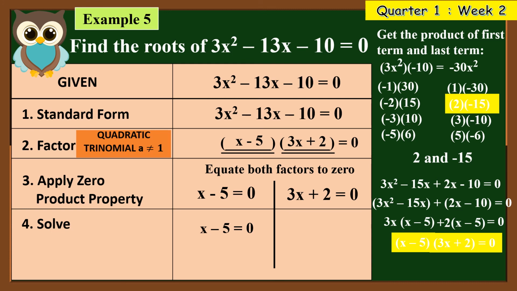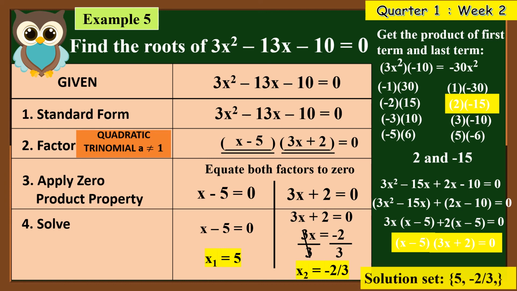So, to solve, x minus 5 is equal to 0. Again, we have to move negative 5 to the other side of our equation. So, it will now become positive 5, and that will be the value of x. And for the second factor, which is 3x plus 2, we have to move positive 2 to the other side of our equation. And this will now become negative 2. So, hindi pa po natatapos dyan. We have to divide both sides of our equation by 3 for us to get the value of x. So, the value of x is equal to negative 2/3. So, the solution set of the given quadratic equation is 5 and negative 2/3.